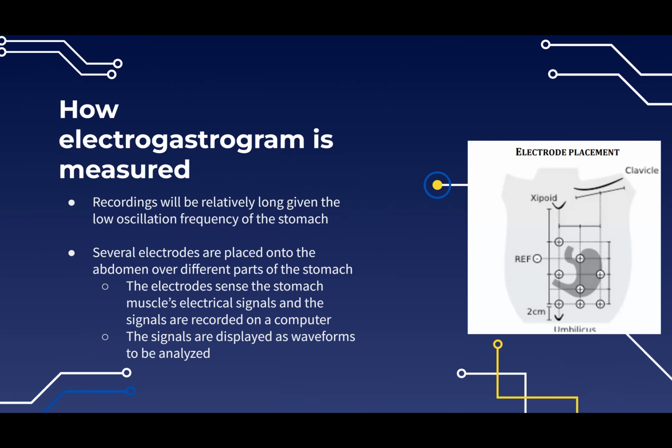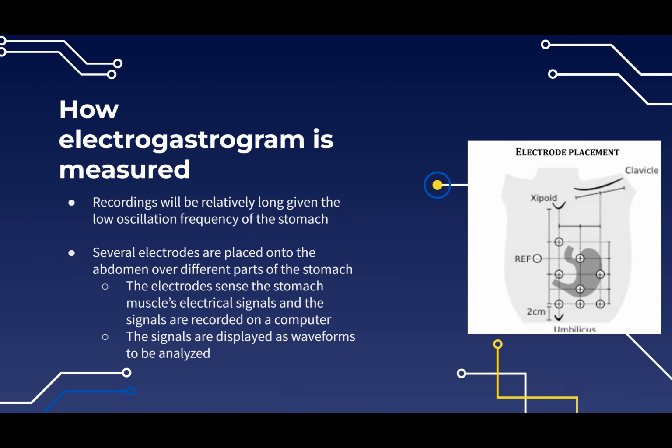So how is the electrogastrogram measured? Recordings will be relatively long given the low oscillation frequency of the stomach, so it will take a while. How it's set up is basically several electrodes are placed onto the abdomen over different parts of the stomach. It is not inside the body. The electrodes sense the stomach muscles' electrical signals, and the signals are recorded and displayed on a computer. The signals are displayed as waveforms, which can be analyzed.